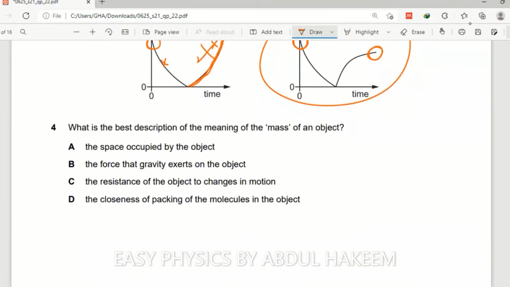Next, what is the best description of the meaning of the mass of an object? The space occupied? No. The force of gravity? No, this is weight. The resistance of the object to change in motion? Yes, this is correct. And D, the closeness of the packing of the molecules? No, it will affect the volume. So C is the correct option.